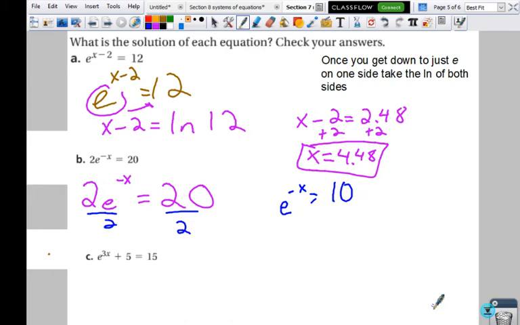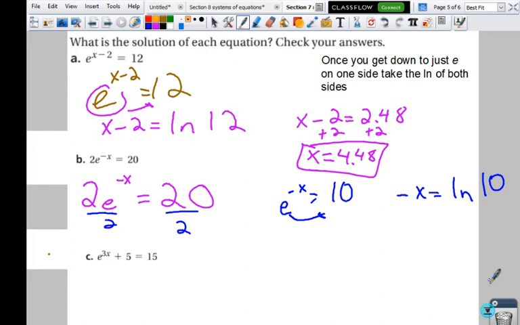Alright, so I divide by 2, I get e to the negative x equals 10, and now we're going to convert it into our logarithmic form. So my base e jumps over to the other side, and because it's log base e, it changes to natural log. Negative x equals natural log of 10. And natural log of 10, we can plug into Desmos.